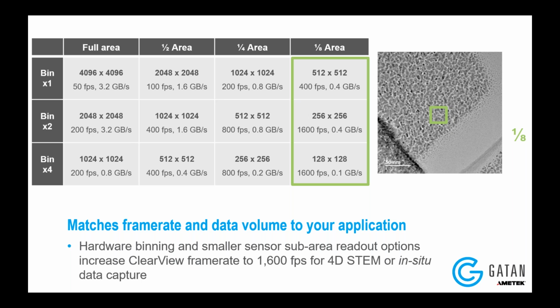So with 1/8 area, you can go very, very fast, but you do have a smaller field of view. This may still be suitable for an in situ reaction, if you don't care about having a really large field of view. It also makes it really good for 4D STEM, because a 256 by 256 diffraction pattern often suffices, and you should leverage the speed in that case to acquire your data very easily.